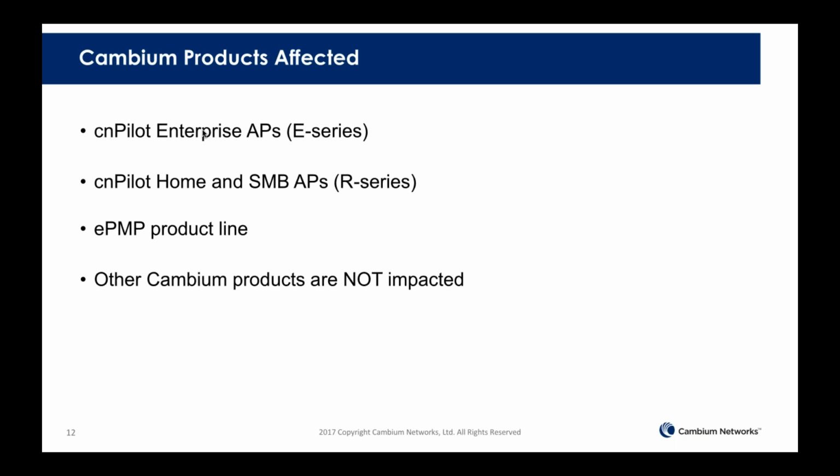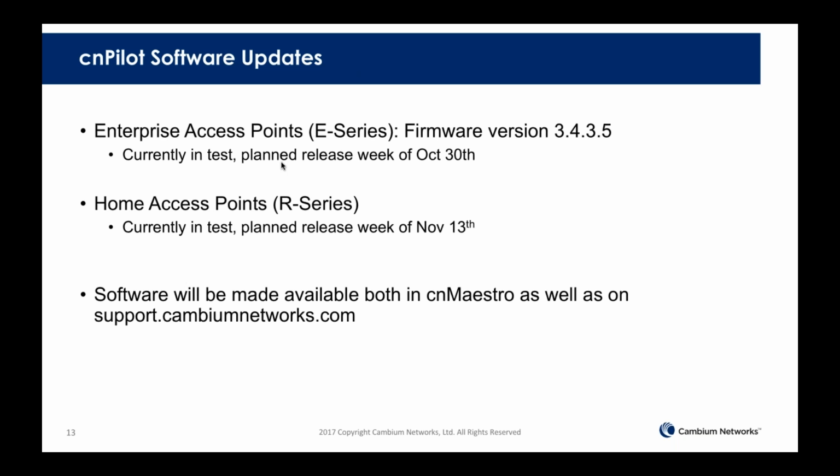So on the Wi-Fi APs, we do the standard Wi-Fi protocols. So these would be more easily vulnerable to test tools and vulnerability assessment tools. So coming to software updates, on the enterprise access points, we have patches that are currently in test. Software version 3.4.3.5 will be releasing this week with patches for this vulnerability. On the home access points, we are also testing some of these changes. The planned release is the week of November 13th. So we'll have updates to R190, R200, and R201.